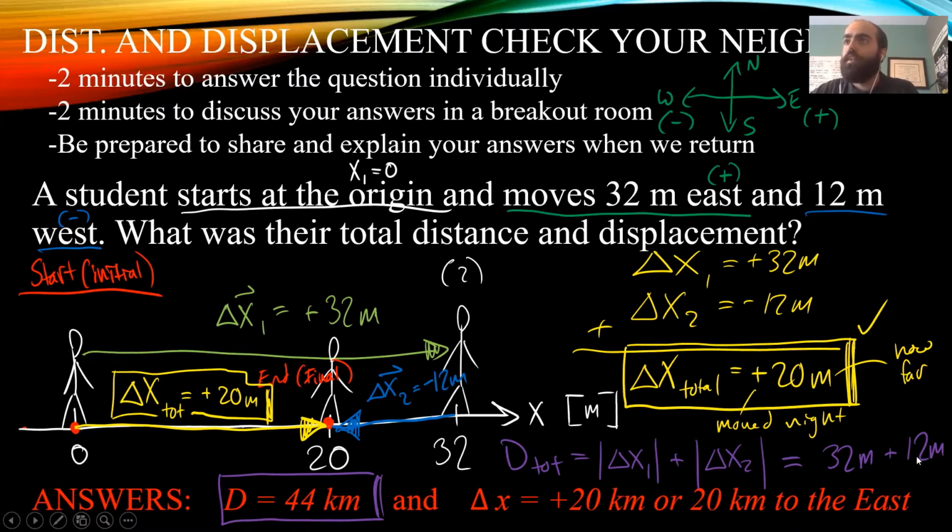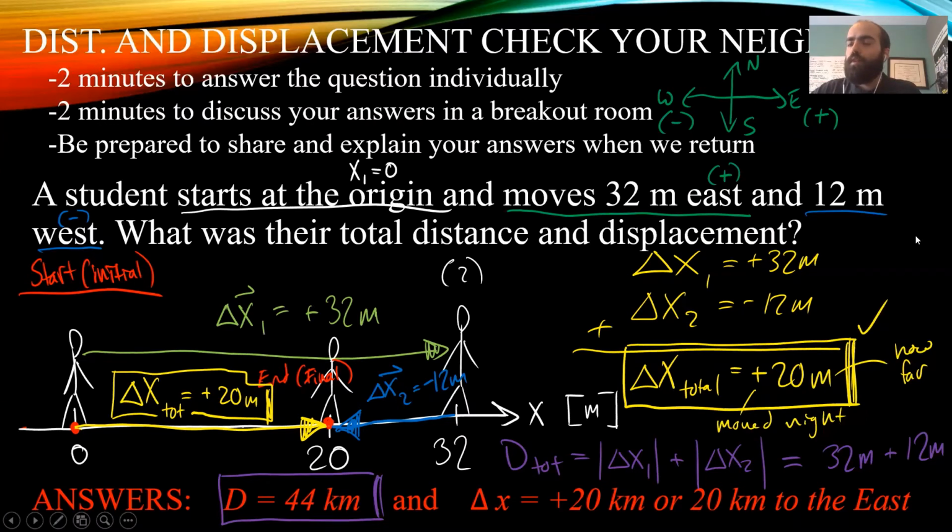The total distance is a scalar, which means that it doesn't have any direction associated with it. So when you're finding the total distance, you never include the plus or the minus, you never include the negative signs. Every distance is always positive. So that's why it ends up being 32 plus 12 for the total distance, which gives me 44.